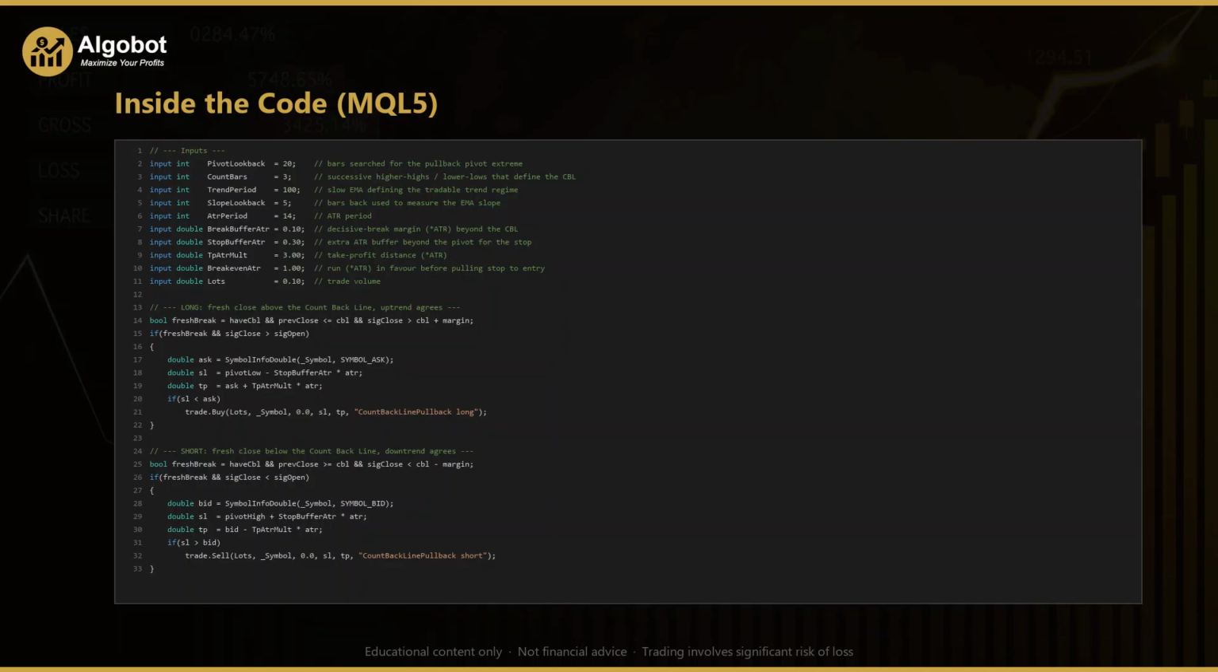ATR period sets the volatility reading, while break buffer, stop buffer, and take profit multiplier all scale their distances by that ATR. Break-even ATR governs the break-even move, and lots is the trade size.